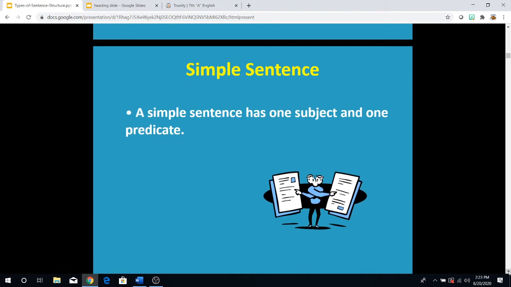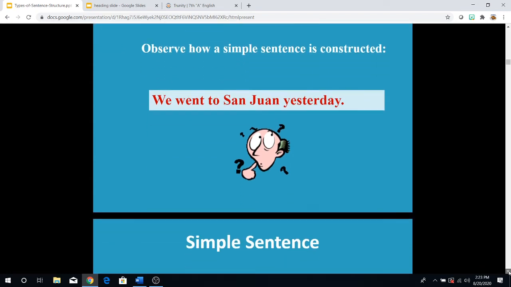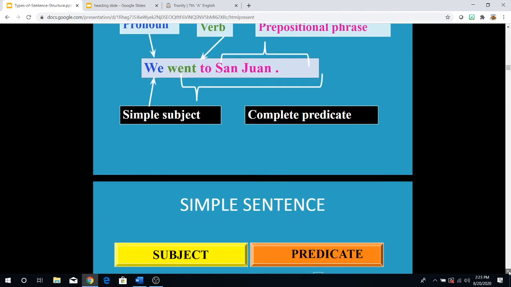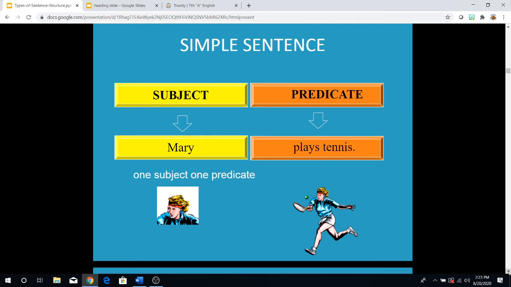Simple sentence. A simple sentence has one subject and one predicate. Observe how a simple sentence is constructed. We went to San Juan yesterday. Now, if we were to break this sentence into parts, you would see that our subject is a pronoun, we, which makes it a simple subject. Our verb is went, and our complete predicate is to San Juan. Now, since our predicate contains the word to, that makes it a prepositional phrase. So, back to the original simple sentence, Mary plays tennis, you have one subject, which is Mary, and one predicate, which is plays tennis.